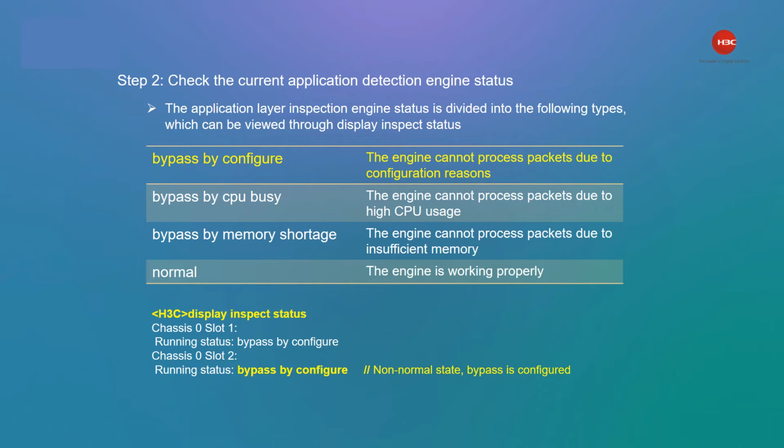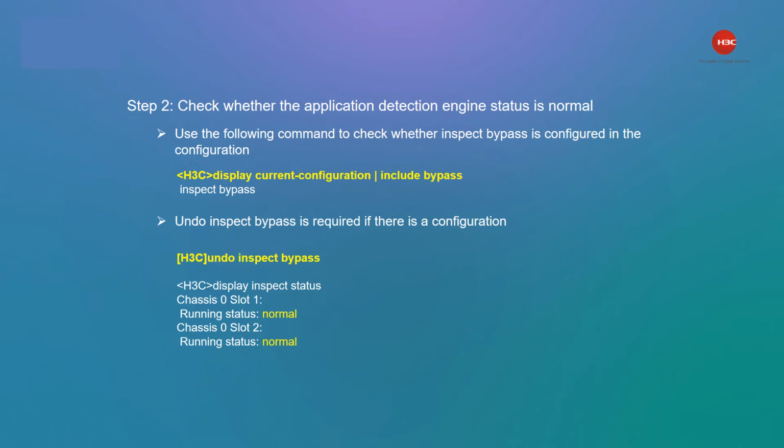In the bypass state, the application layer's detection engine does not work. That is, the device does not perform DPI deep security inspection on the received packets. IPS logs will not be generated. If the two states of bypass by CPU busy or bypass by memory shortage are displayed on the device, you need to investigate the cause of the high CPU or memory on the device.